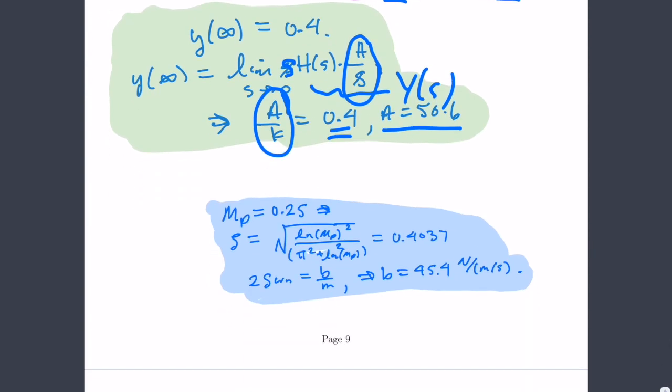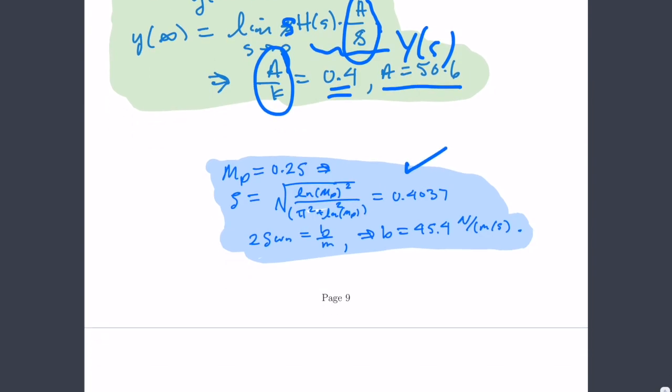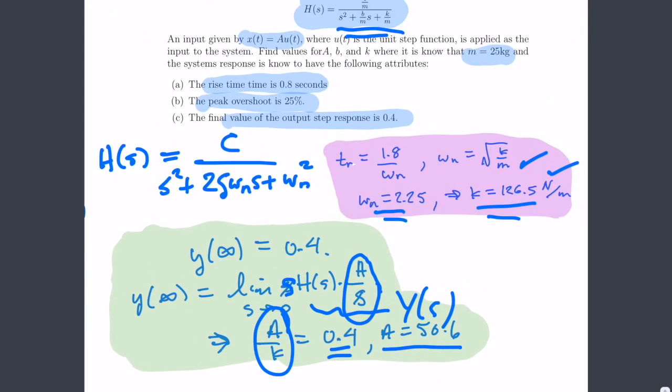That just leaves us with the b term. From the overshoot, we can back out the parameter zeta. Once we have zeta, we know that 2 zeta omega n is b over m. I already know m, so I can back out b. So there's the solution for problem number 9.